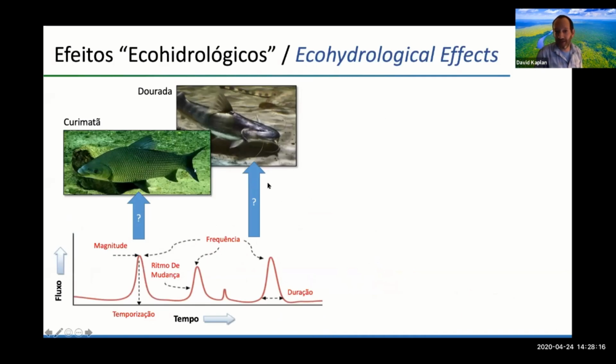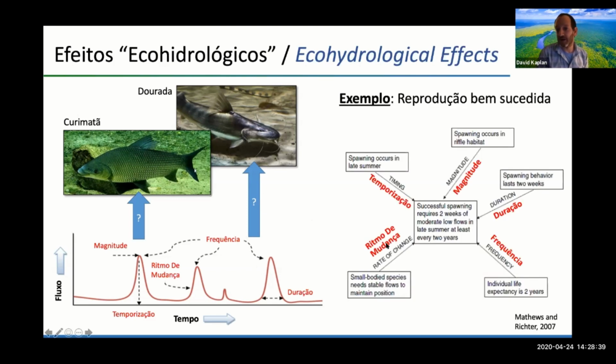And the goal here of looking at eco-hydrology is to connect attributes of this flow regime to the specifics of the life cycle of various fish. Here I show Corimata and Dorada just because they're two commercially important and iconic fish for the Amazon basin. But really for any fish or any aquatic organism, the goal is to connect these attributes of the flow regime with the adaptive and evolutionary life cycle of an organism. So we find that this example highlights that successful reproduction for a particular species requires the natural flow regime elements from timing to rate of change, magnitude, duration, and frequency.